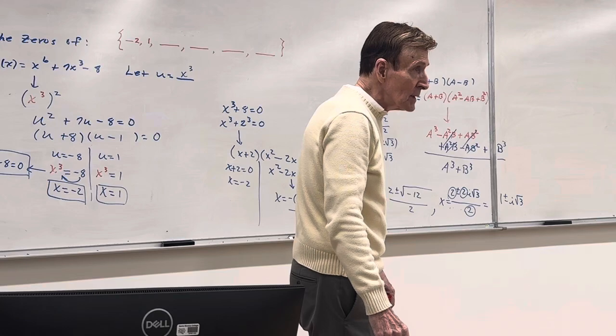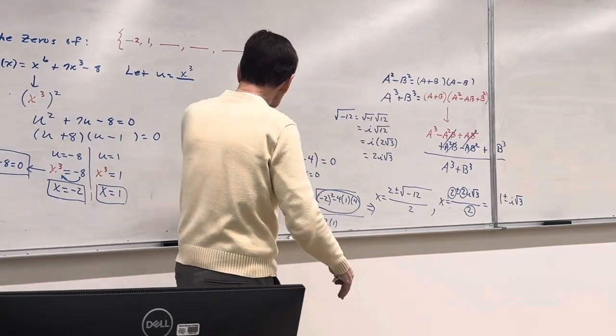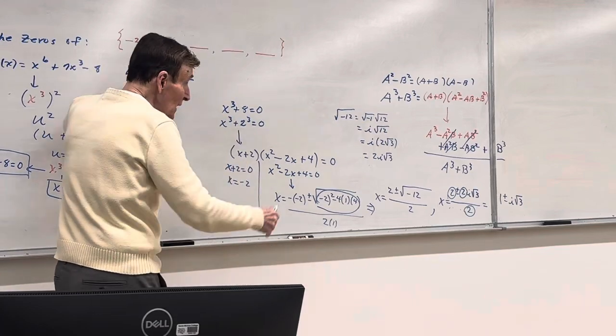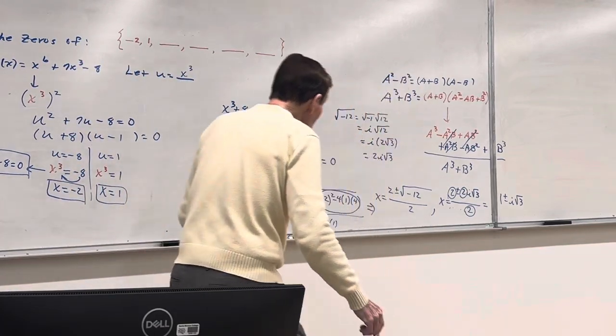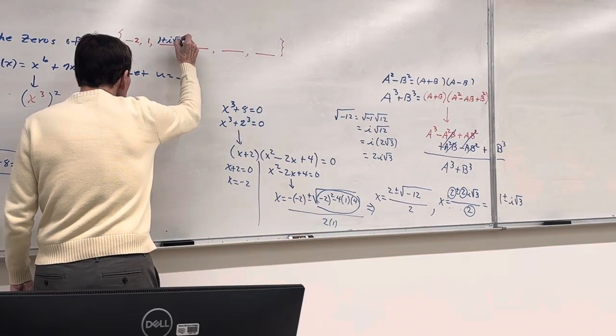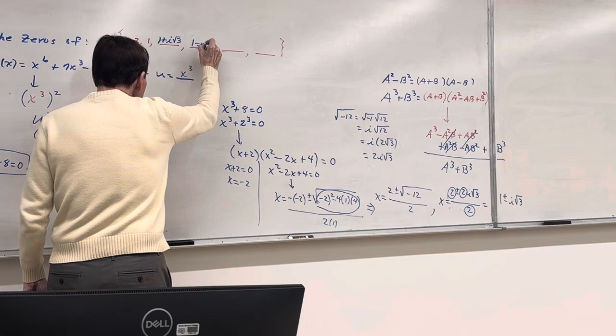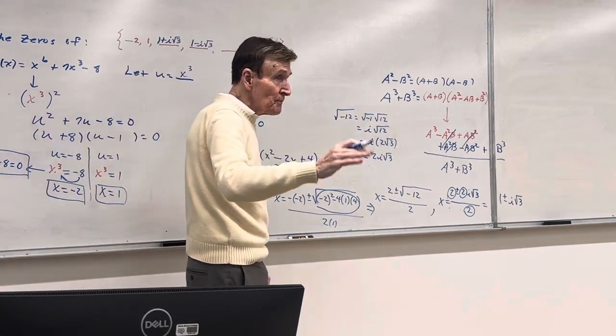Yeah. Guess what I've just done? We're looking for 6 zeros. We had 2 earlier, these were the easy ones. Now I've got 2 more. And one was 1 plus i radical 3, 1 minus i radical 3. Do we agree? Yeah.